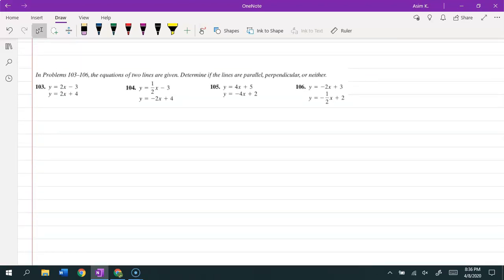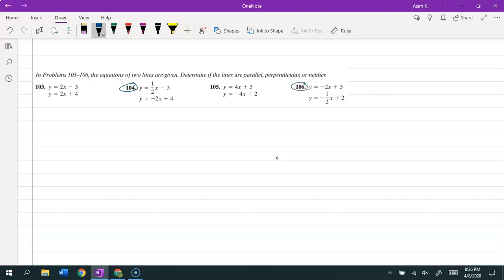Okay, now what we're going to do is it says find the equations of two lines are given. Determine if the lines are parallel, perpendicular, or neither. Even though there's only 4 questions here, this is a highly important skill that you need to have and understand. So basically what you need to do in these cases is you need to look at the slope and you need to look at the intercept.